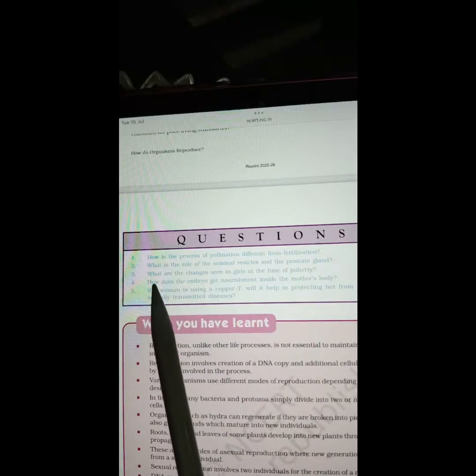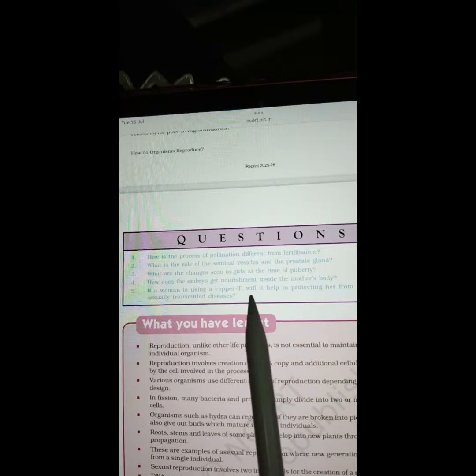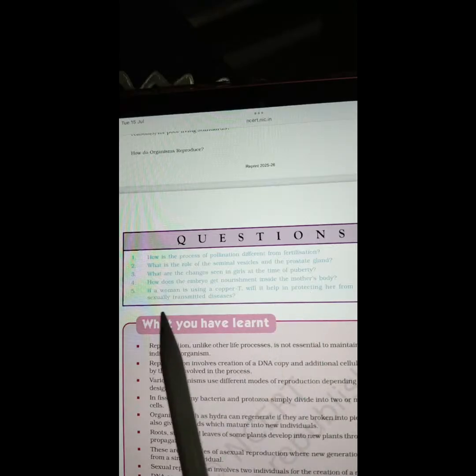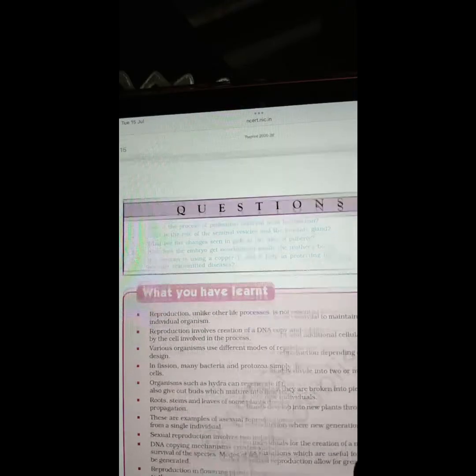In text questions: How is the process of pollination different from fertilization? What is the role of seminal vesicles and the prostate gland? What are the changes seen in girls at the time of puberty? How does the embryo get nourishment inside the mother's body? If a woman is using a copper T, will it help in protecting her from the sexually transmitted diseases?